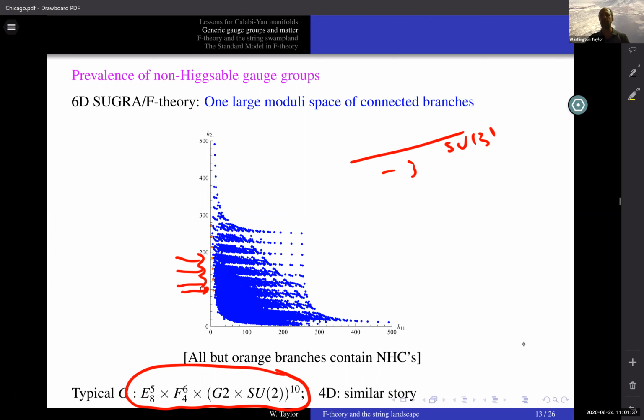In 4D, it's a similar story. If we look at the results of our Monte Carlo through this huge space, we just get a bunch of factors like that in every vacuum. So that's the first big lesson for physics: the typical vacuum has lots of gauge group factors. So now how about matter?